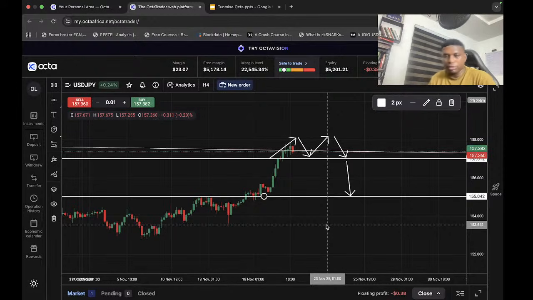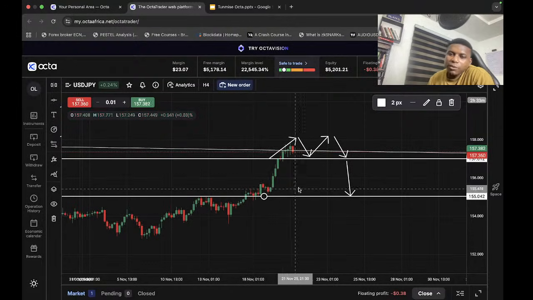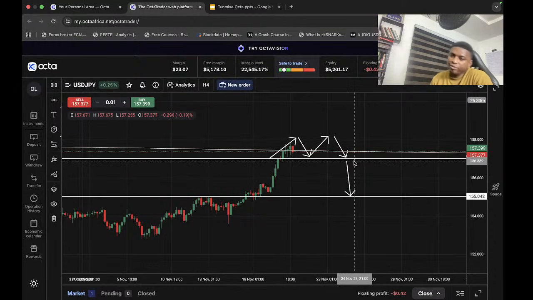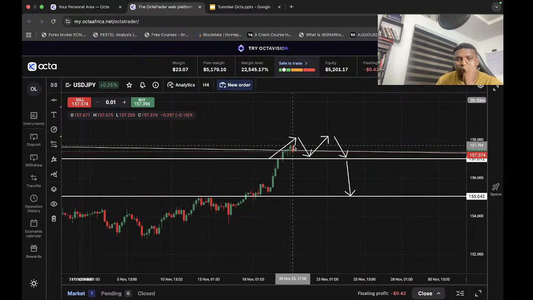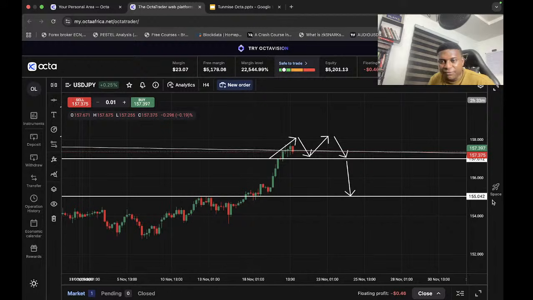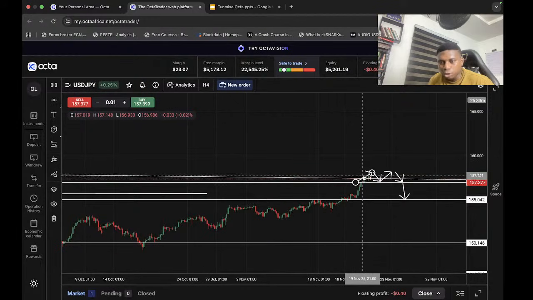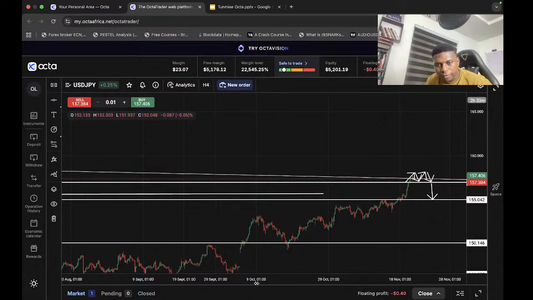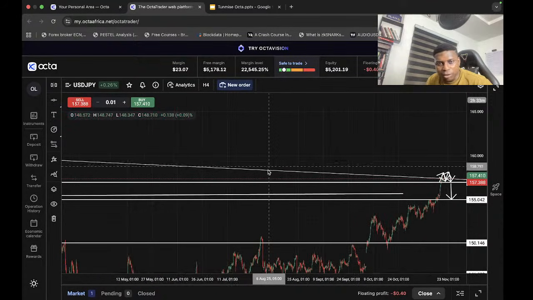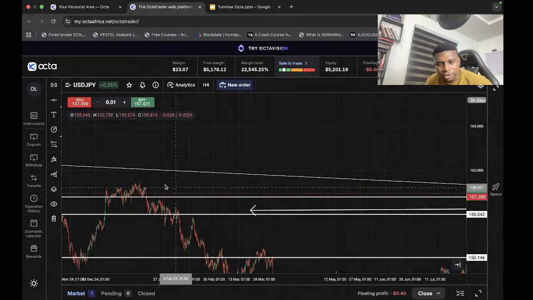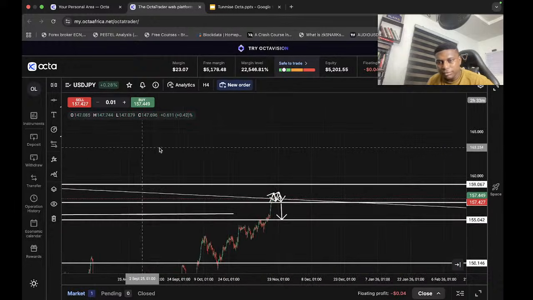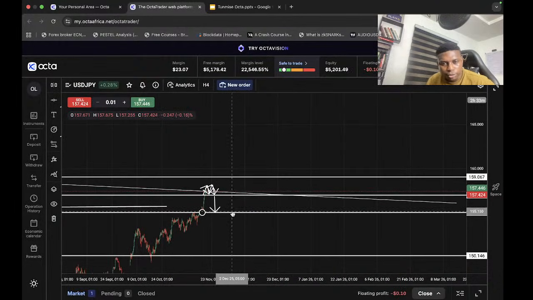So what we are anticipating here is a drop in price. For me, I would love to place a sell from this level, because I have a higher probability that price would drop from this level downwards and would not go higher than this. And if it goes higher than this, I would set a stop loss order just right above this. So this is what I'm going to do.